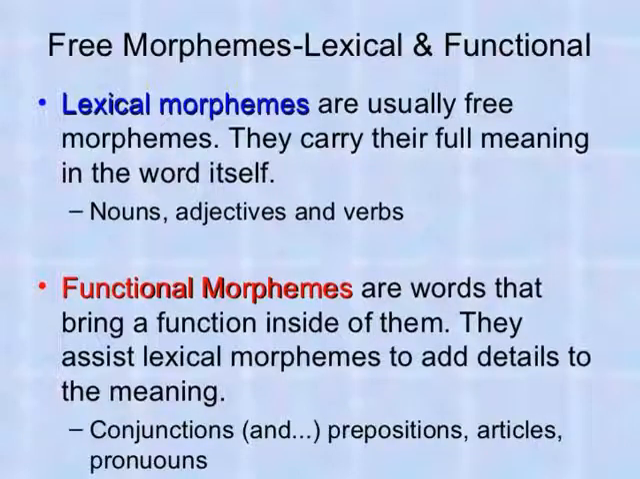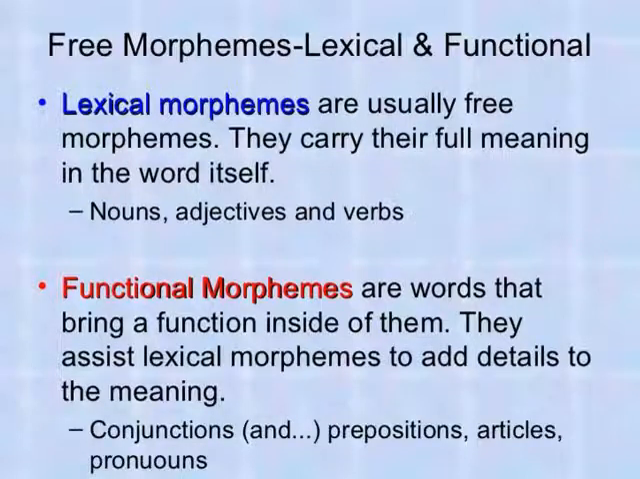And the functional morphemes are words that bring a function inside of them. They assist lexical morphemes to add details to the meaning. In parts of speech, these are conjunctions, prepositions, articles and pronouns. But remember, they are not bound morphemes. This is the division that has come from free morpheme. So functional morphemes are all conjunctions that you find in English, all prepositions, all articles and all pronouns.